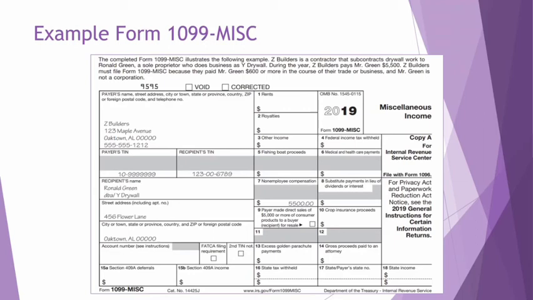So here again is just an example of an actually filled out Form 1099. So we're taking the position that our company is Z Builders. You can see our address and our employer identification number there. And then we've gotten all of this information in orange from the Form W-9 that Ronald Green, doing business as Wide Drywall, has provided us. And then from our accounting records, we know that we have paid Ronald's business $5,500 in 2019. So that is what we're reporting to the IRS.